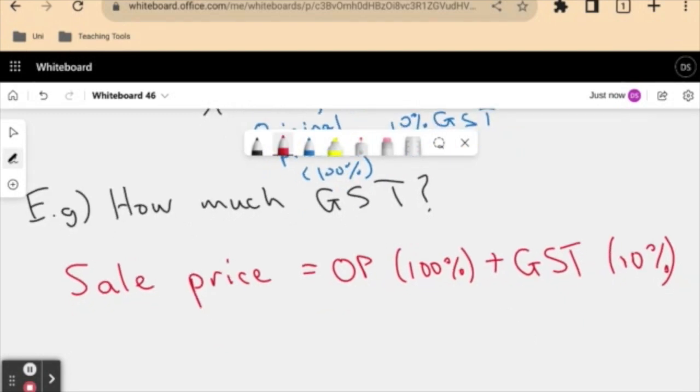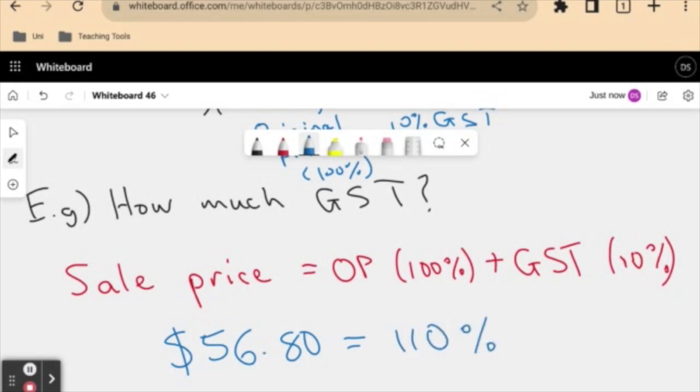So therefore, we can make this link, or we can say that this sum of money, our $56.80, makes up 110%, with our 110% being our original price plus our GST. Now, how could we find 10% here? Well, now we are just using our unitary method. We are pretty much just getting this percentage here down to 10%.